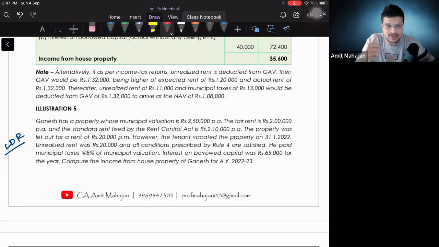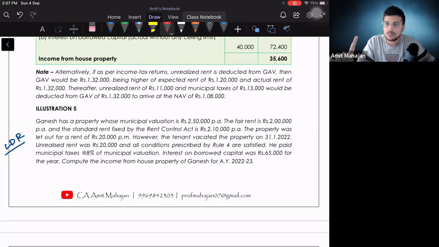How do we find the expected rent? MFS. M is municipal valuation 2,50,000. F is fair rent 2 lakhs. Whichever is higher comes to 2,50,000. That amount, or standard rent 2,10,000, whichever is lower. So it comes to 2,10,000. So can I say my expected rent is going to be 2,10,000? Sure? Absolutely. Okay, 2,10,000 is going to be my expected rent.